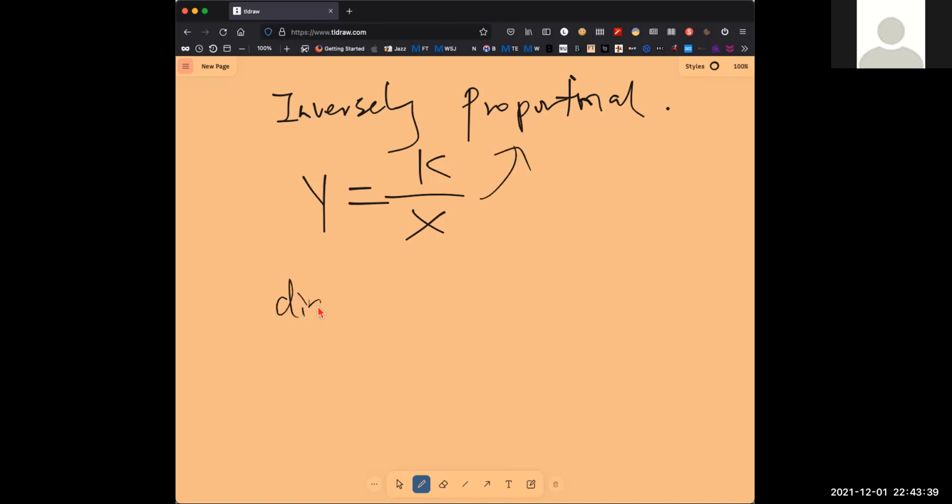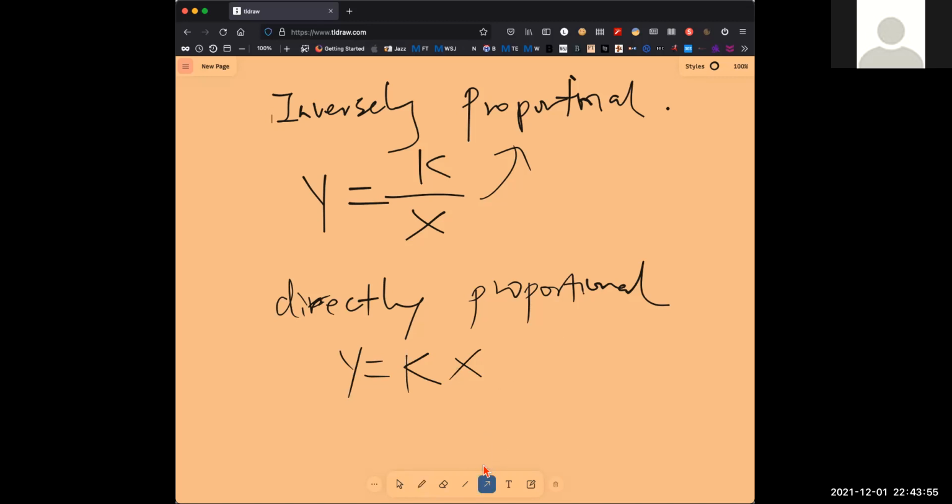So what about directly proportional? Just to test you. What's the formula for directly proportional? Y equals to kx. Okay, you have to memorize these two. You have to memorize this and this. If not, you can't do questions. All right. So for your question 8, you're talking about inversely proportional. So I just erase this.